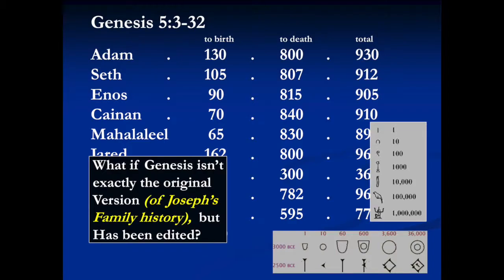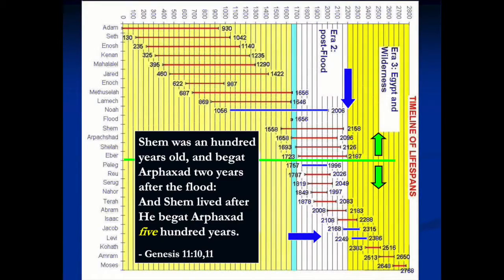What if Genesis isn't the original version of Joseph's family history now instead of the Bible? Because he wouldn't think of it as the Bible, he would think of it as family history, but it's been edited. Let's consider the possibility that somebody might have edited it around Joseph's time. Next slide, please. For example, that may have cropped these things. Our Bible says he begat Arphaxad after he lived 500 years, after Shem lived 500 years. To get this length here, next slide, please.